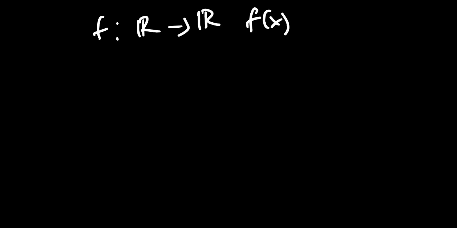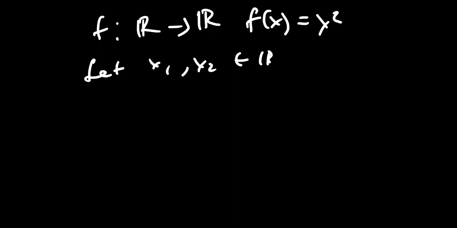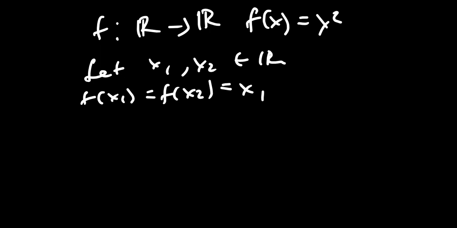So if we have the function, talking of real numbers still, then I have the function f of x being equal to x squared. For this one, this will not give me a one-to-one function. Let's see this. Let x1, x2 be members of the real numbers. Then if I say f of x1 must be equal to f of x2, which should imply x1 should be equal to x2.